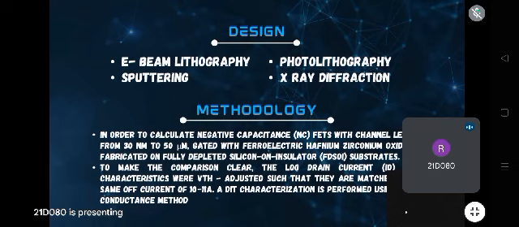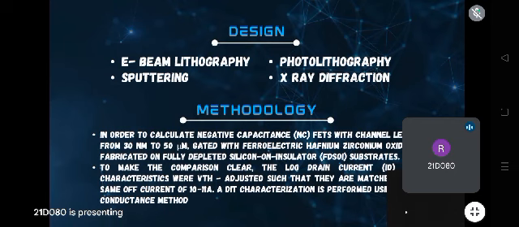And coming to the methodology, in order to calculate the negative capacitance FETs, channel lengths from 30 nanometer to 50 micrometer gated with ferroelectric hafnium zirconium oxide are fabricated on fully depleted silicon on insulator substrates. Then coming to the comparison, as we all know, there is a huge comparison between drain current and gate voltage, and the characteristics graph will be explained on the front slide clearly. And the current is of the order of 10 to 11 ampere.